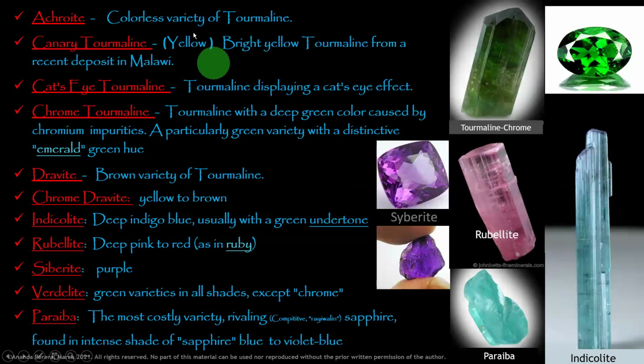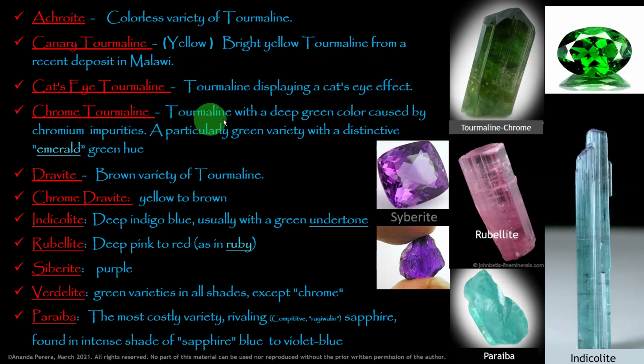Here we are discussing achroite, that is the colorless variety of tourmaline, the white variety. Canary tourmaline, so the yellow color. Bright yellow tourmaline from a recent deposit in Malawi, but in Sri Lanka also, rarely we can find. I have one. Cat's eye tourmaline. Tourmaline displaying the cat's eye effect. You know how to recognize this, how to cut this, everything you know about rays.